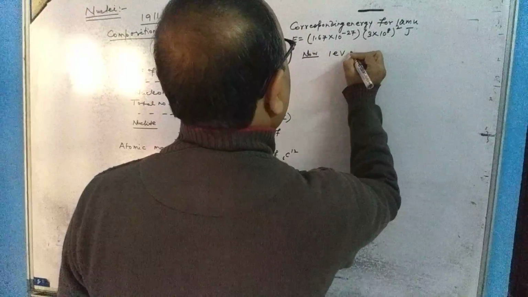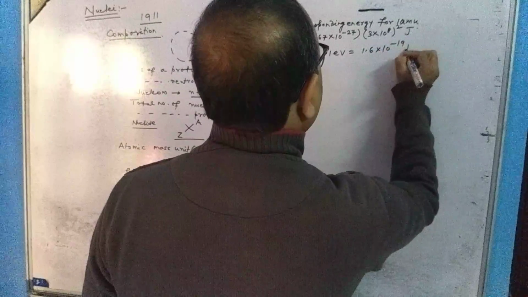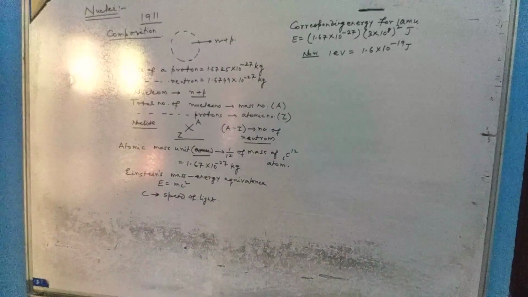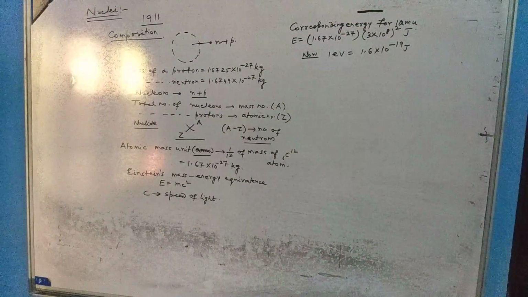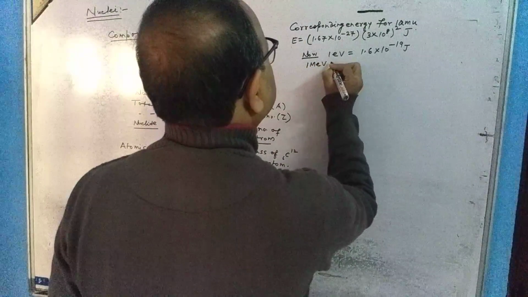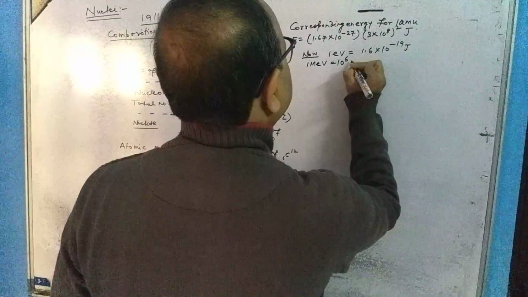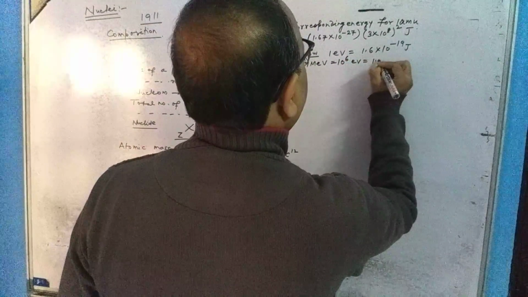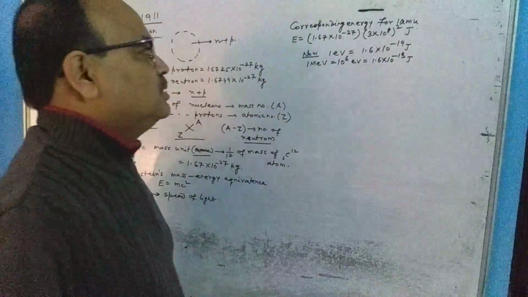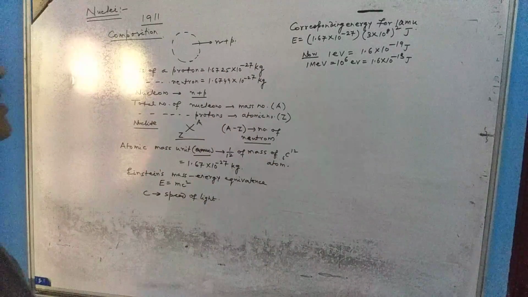1 electron volt is equal to 1.6 into 10 to the power minus 19 joule. All of you must be remembering the value of 1 electron volt. So 1 MeV, the mega electron volt, that is 10 to the power 6 electron volt, is 1.6 into 10 to the power minus 13 joule. I hope you must be knowing. If you don't know, just understand it.